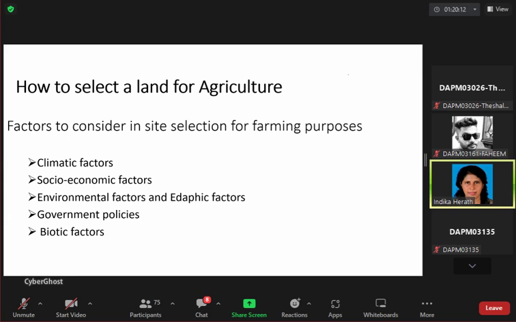So we also need external inputs for agriculture. Most of those external inputs are coming from outside of the country. We do have some resources, but they are not sufficient. And also biotic factors. Biotic means the factors that are related to biological activities. So likewise, there are factors to be considered.